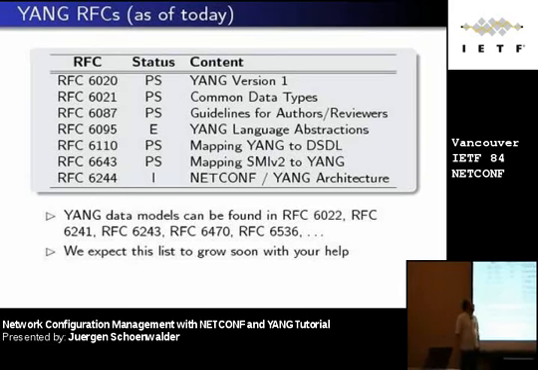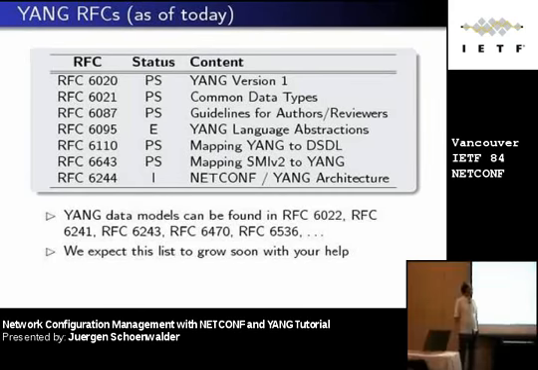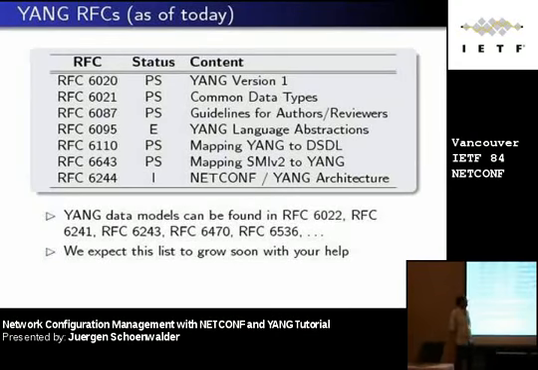There's another document, guidelines for authors and reviewers. If you want to write a YANG data model, it's strongly suggested that you read it and learn a little bit about how to do things and what to look out for. There's an experimental extension using language abstraction that talks about abstract data types, kind of an object-oriented way of looking at a data model, that's experimental. There's also a mapping document for mapping to DSDL and a couple of other things.